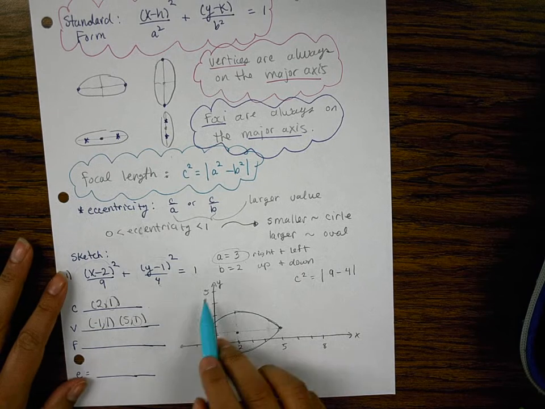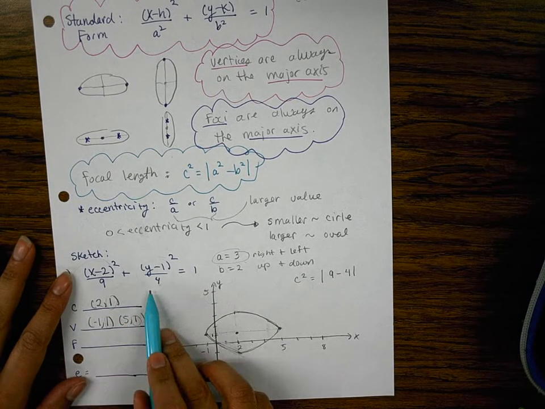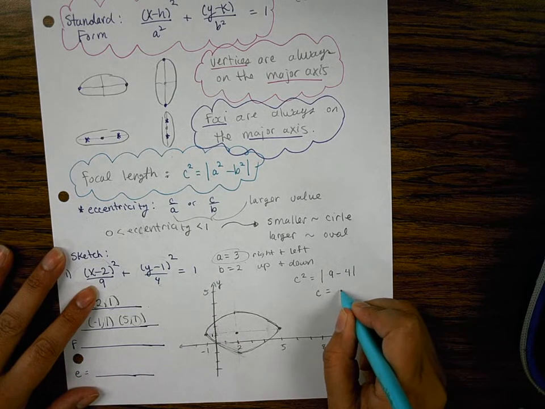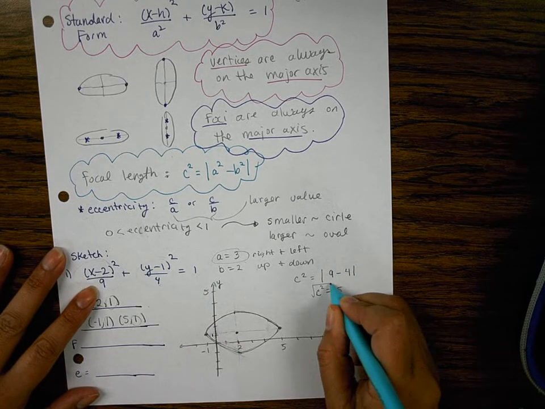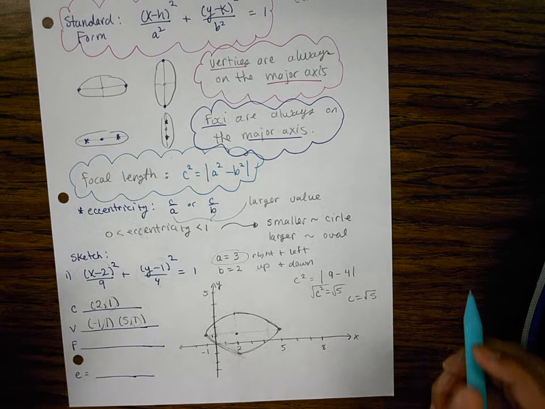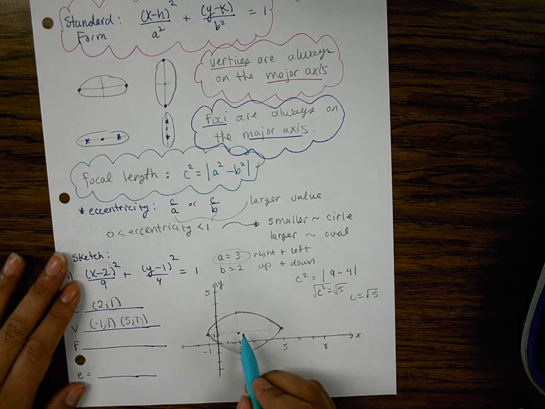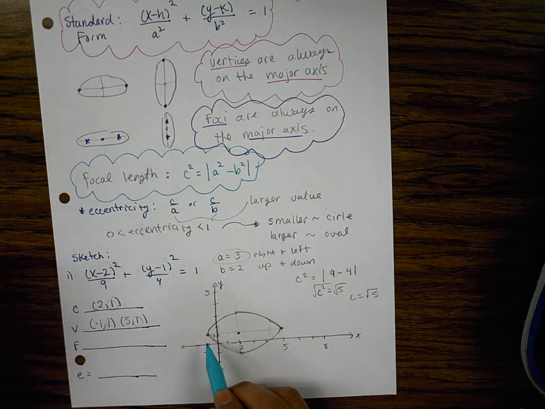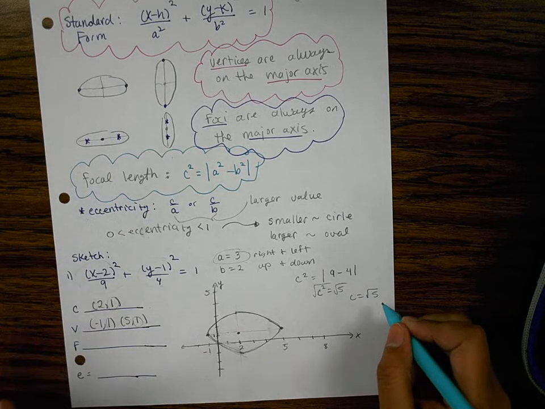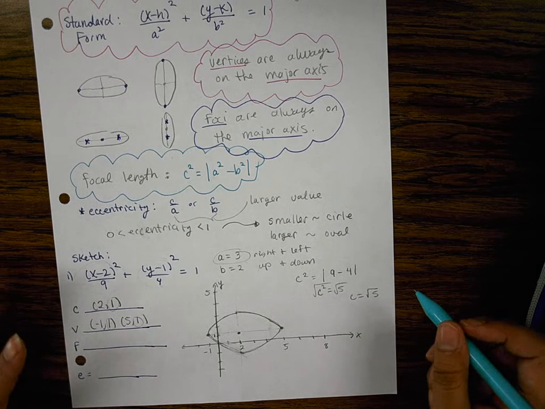Okay, I'm going to find the focal length. C squared equals the absolute value of a squared, which is 9, minus b squared, which is 4. I don't use a and b, I use a squared and b squared. A is 3, b is 2, a squared is 9, b squared is 4. C squared equals 5, square root, c equals the square root of 5. And we don't put plus or minus because we're looking for length, and length is positive.